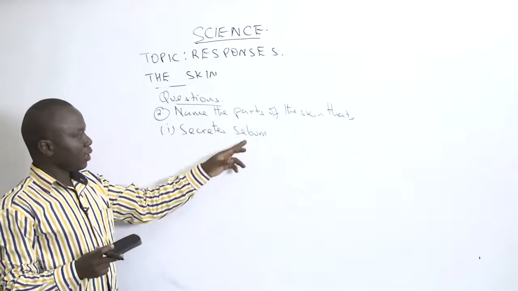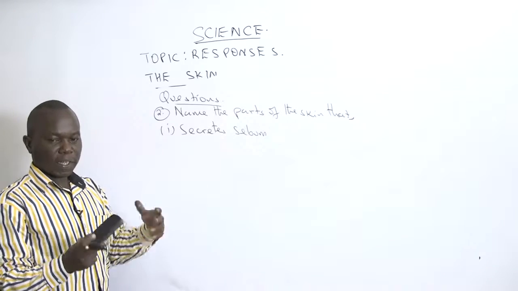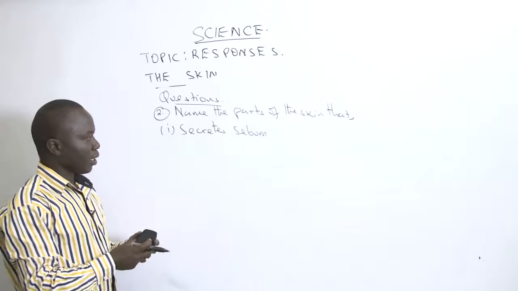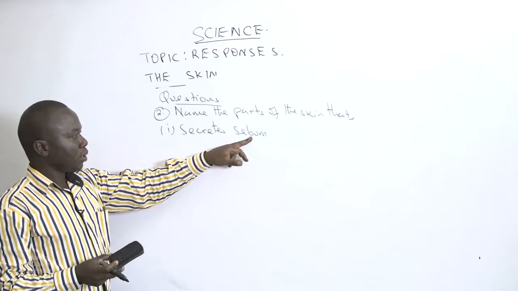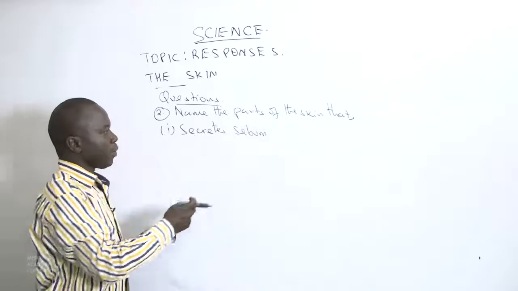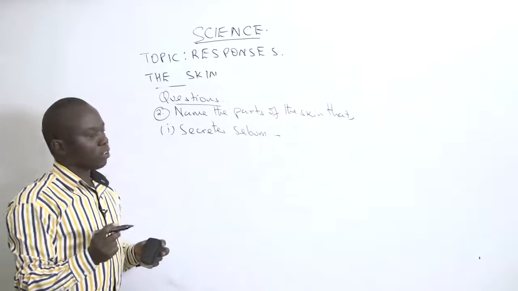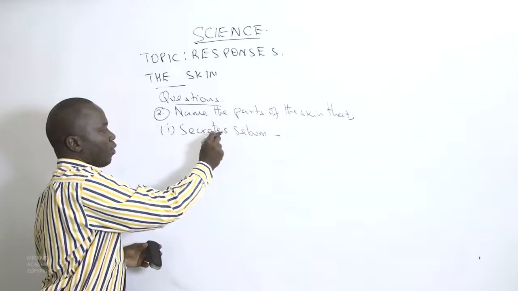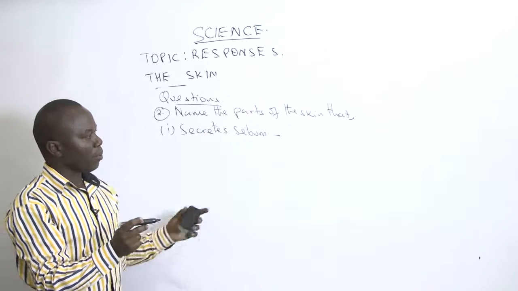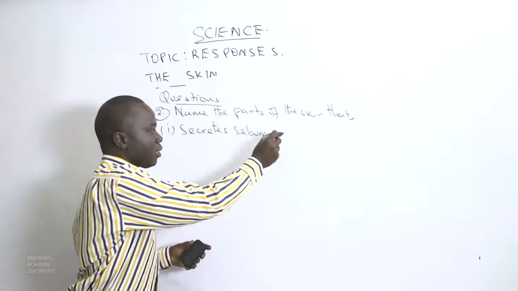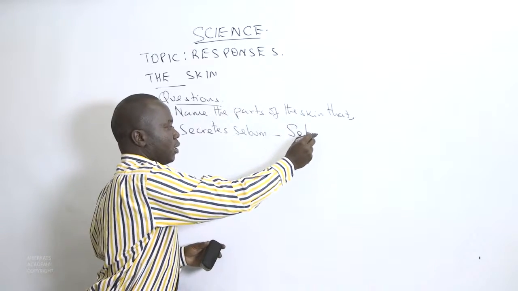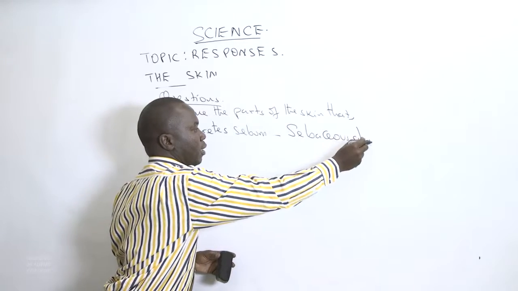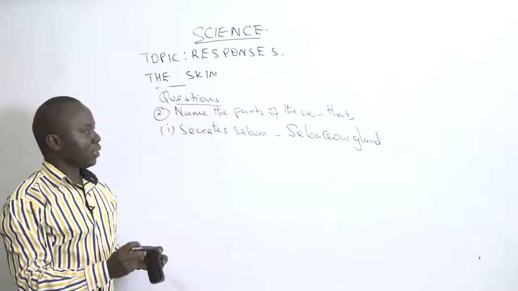We have said the skin is usually flexible and soft, and it does not crack due to a secretion called sebum. So what is that structure in the skin that secretes sebum? If you go back to your diagram, we were able to identify that part. We called it the sebaceous gland.